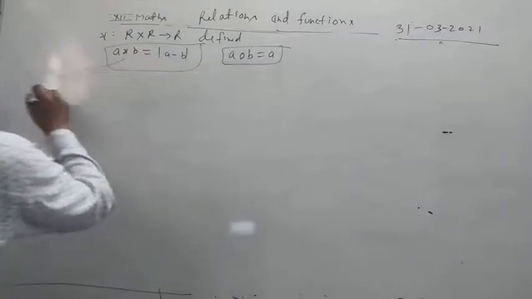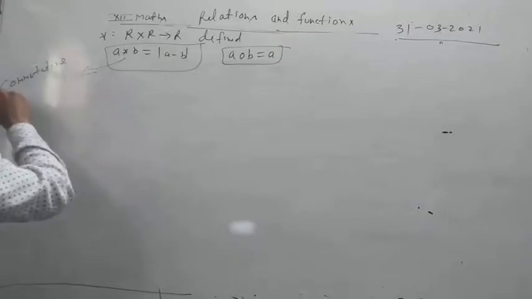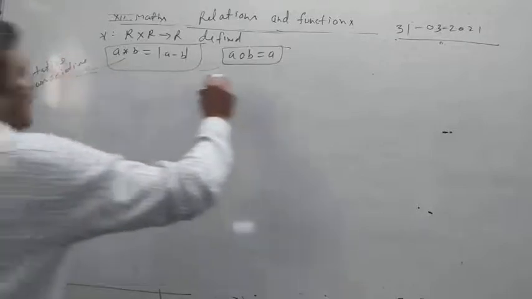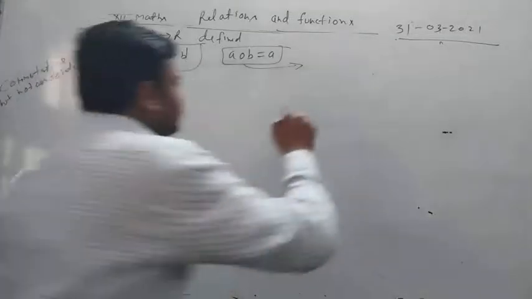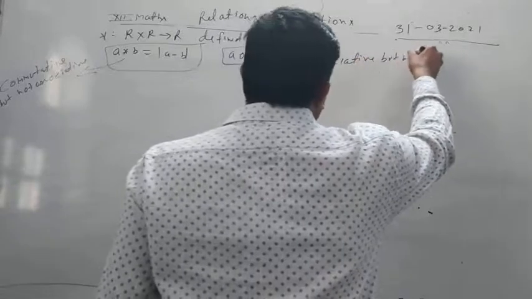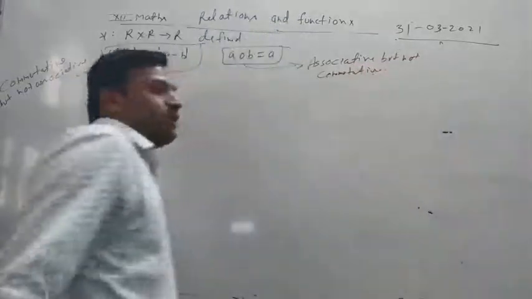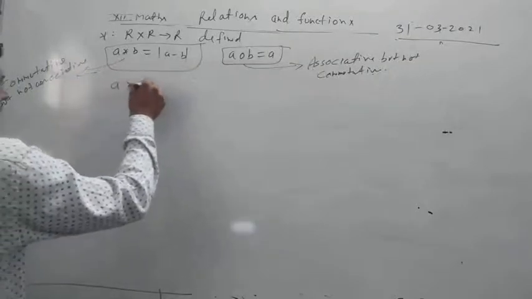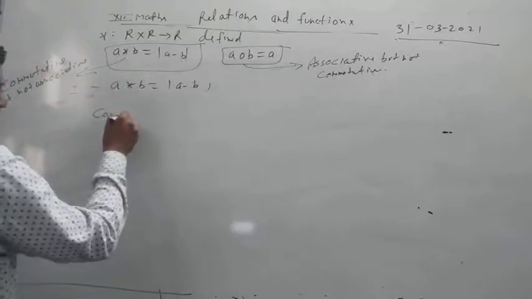This is commutative but not associative, and this is associative but not commutative. Okay students, this is what we have to show. So students, first we are taking the operation a star b is equal to mod a minus b, and we are checking first for commutativity.